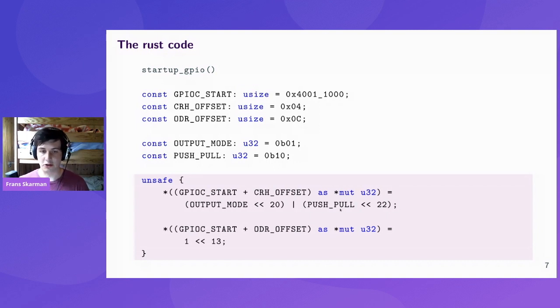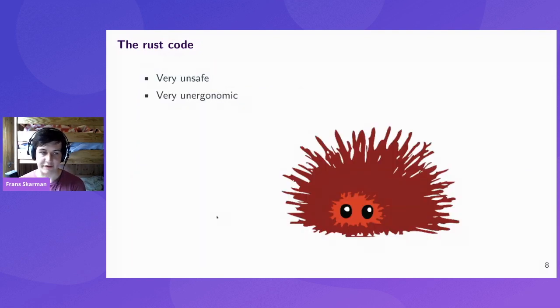And the same thing is true for the push-pull configuration, shifted a bit more because that's where the configuration is stored. And we do a bitwise OR between them. And then the same thing is true for output. So we compute the address of the output data register and set the 13th bit to a 1 to actually turn on an LED. Right, that was not very fun.